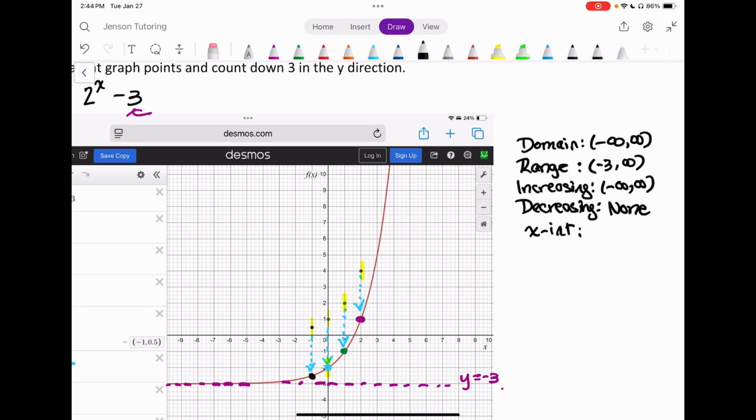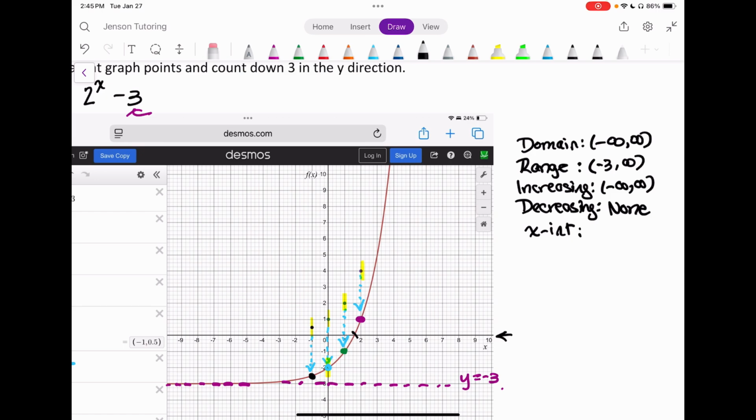If you remember on my parent graph, the x-intercept was none because it didn't cross the x-axis. Now my x-intercept is going to be right here somewhere. And we actually don't know how to find that yet. When we get to logs, we'll be able to find the actual x-intercept. So just realize that there is an x-intercept here at this point.